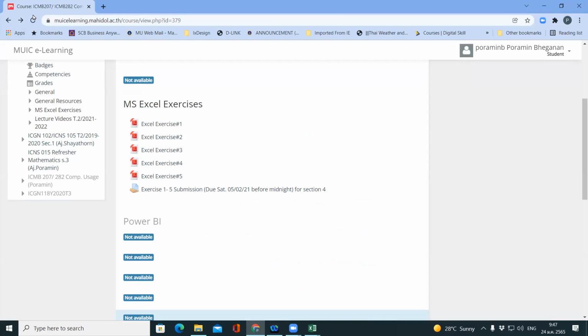Then if you finish, you may submit some exercises that you finished before. Otherwise you can wait until you understand all of exercises number 1, 2 and 3 before you compile all of them to submit to me. So the due date will be on next Saturday, before midnight.